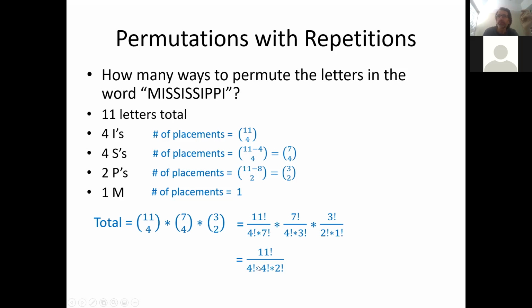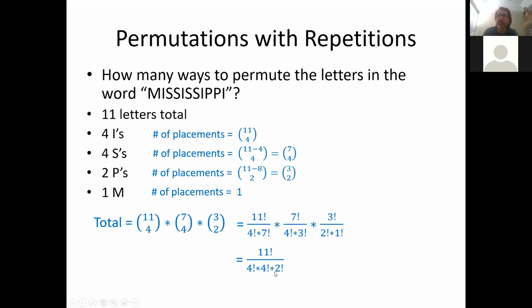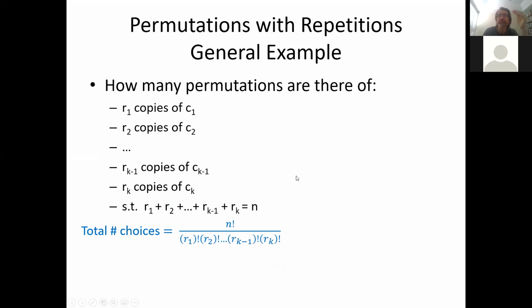Right? So in general, what did you get in the denominator? 4 factorial, 4 factorial, 2 factorial. Is that a coincidence? No, because here you choose 4, so this factorial is not going to cancel out. And here you were choosing 4 again, and here you were choosing 2. So these are the factorials that will not cancel. It's the n minus r that will cancel with the next n, so to speak.